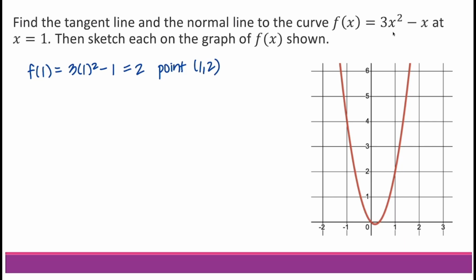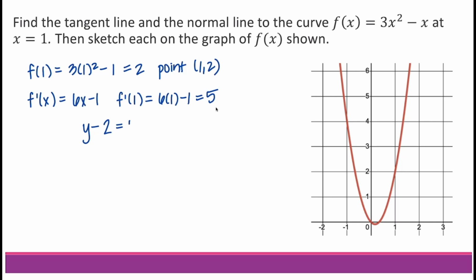And then we need the slope of the tangent line. So we need the derivative at x equals 1. We'll go ahead and find the derivative, f prime of x, using the power rule. So here we're going to have 6x minus 1 as our functional derivative. We need the numerical derivative at 1. So f prime of 1 is 6 times 1 minus 1, which is 5. Now I have my point of tangency and my slope, so I can substitute it into point-slope form of a line. So our tangent line is going to be y minus 2 is equal to 5 times the quantity x minus 1.